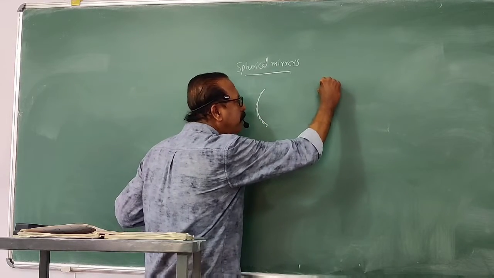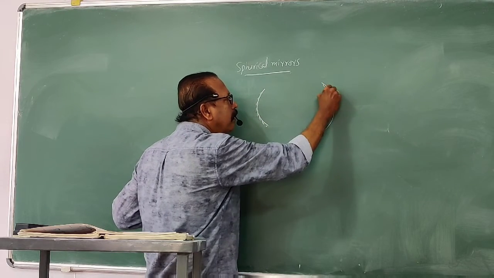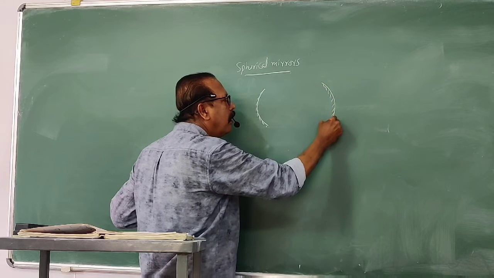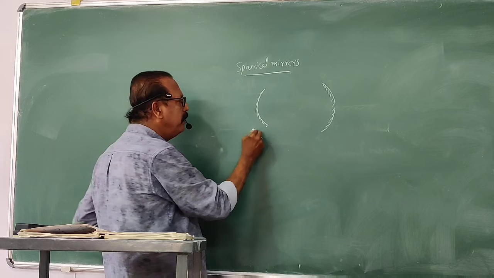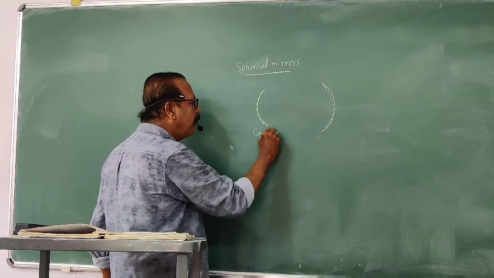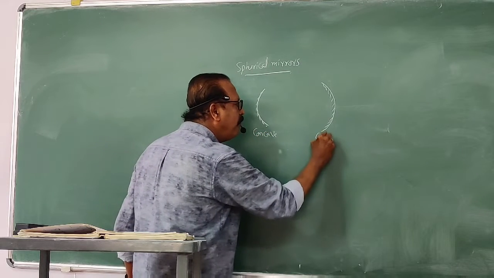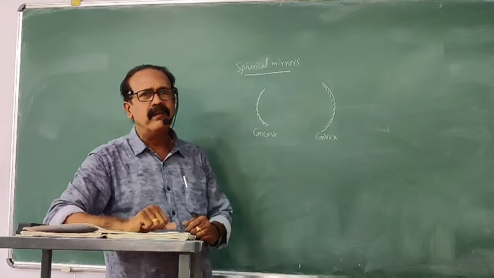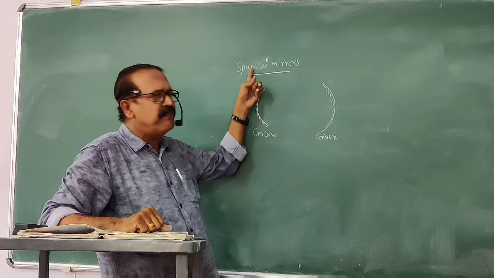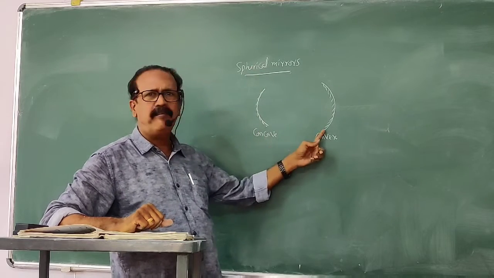And if the mirror is like this, and this side reflects light, it is called a convex mirror. This is a concave mirror and this is a convex mirror. They are combinedly called spherical mirrors. Commonly, spherical mirrors: concave mirror, convex mirror.